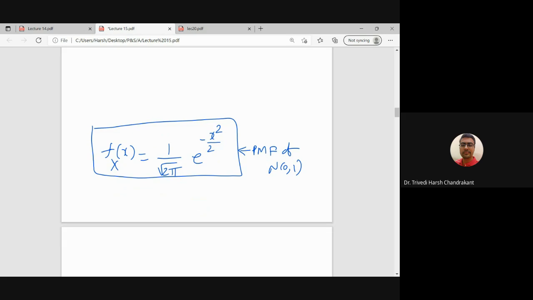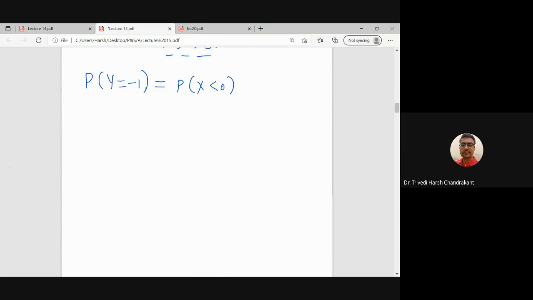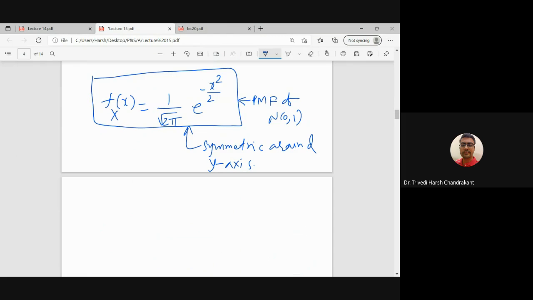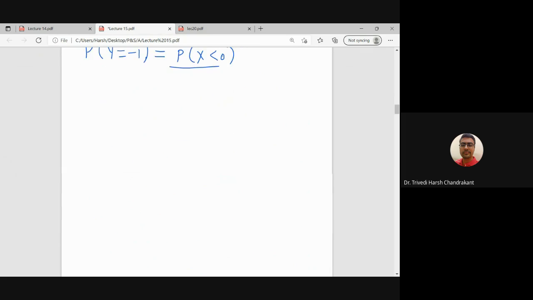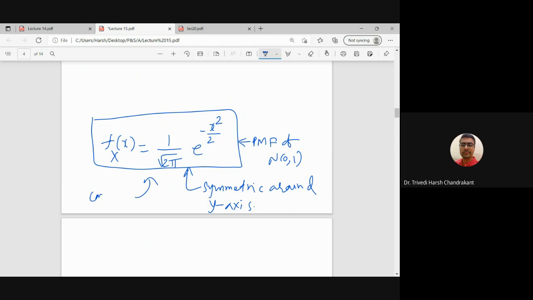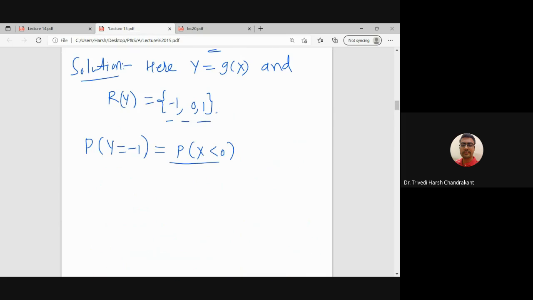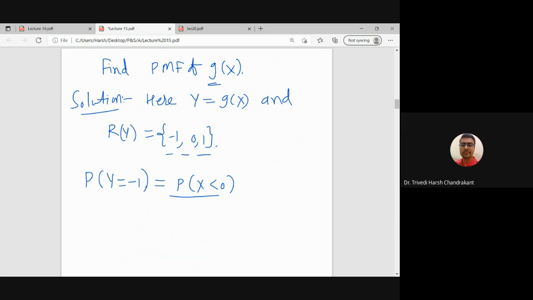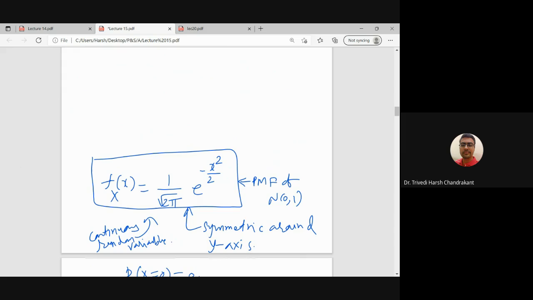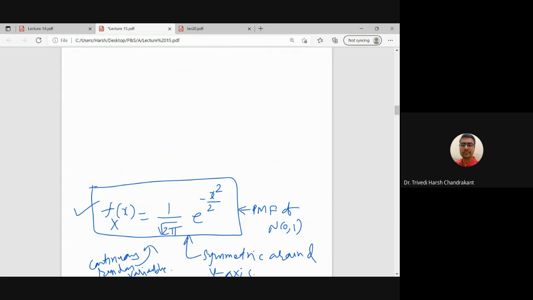and we know that this function is symmetric around the y-axis. So that means the probability of X less than 0 is the same as the probability of X greater than 0, right? And since it is a continuous random variable, the probability of X equals 0 is 0, because the area of a single point is 0. So the probability of X less than 0 is half the total area, and we know that the area of any probability density function is 1.